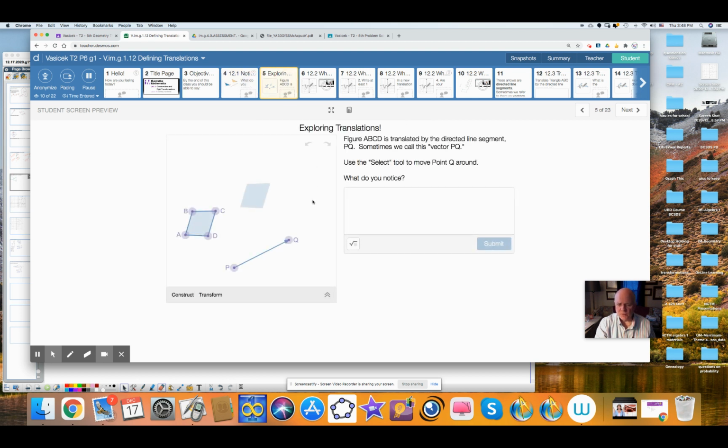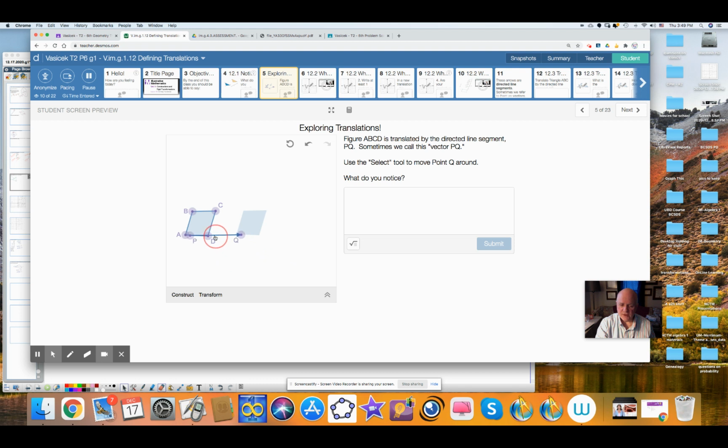In the next slide, we had something that we could play with. This is figure ABCD, and using the select tool, we can move this around. And you can see that I can move it. If I move this object, ABCD, by a directed line segment from P to Q, I can move it further away, less far away. I can make it where it matches up, but it's going to be this directed segment, and it doesn't matter where this directed segment is.